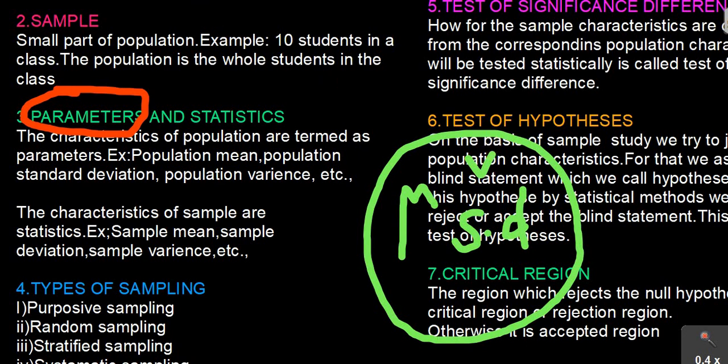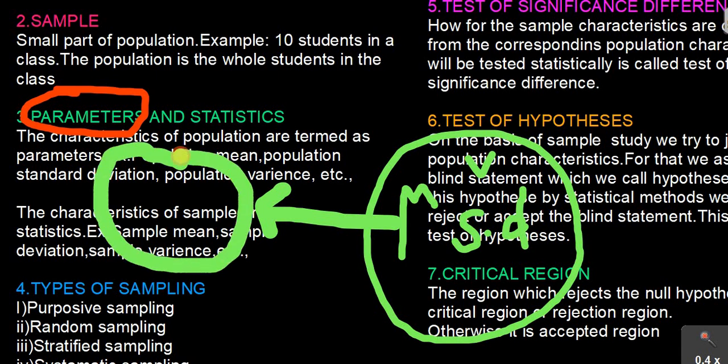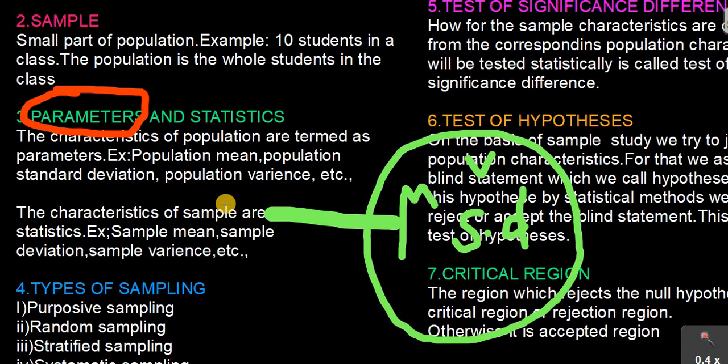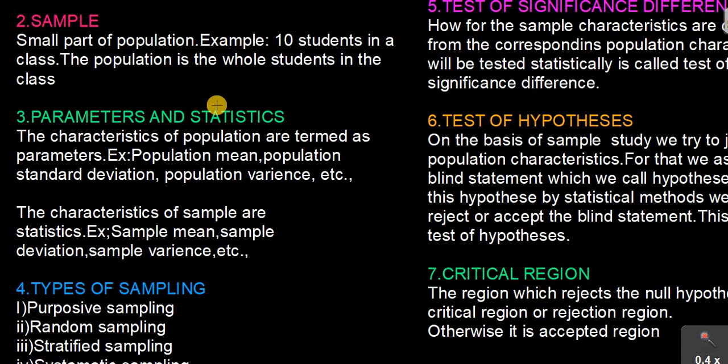Now from this particular population, we are getting a sample. This is the sample. In the sample also we can study, for example, x bar. We can find x bar, and we can find the standard deviation. So this small part is called a statistic. I mean, the characteristics of the small part of the big part, that is the sample, are called statistics. So that's what you have to understand.